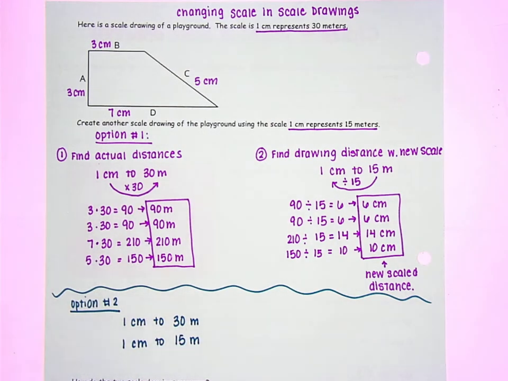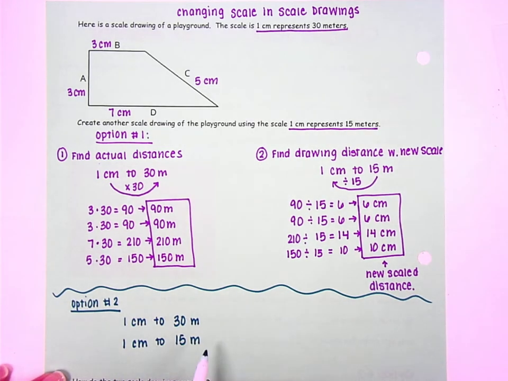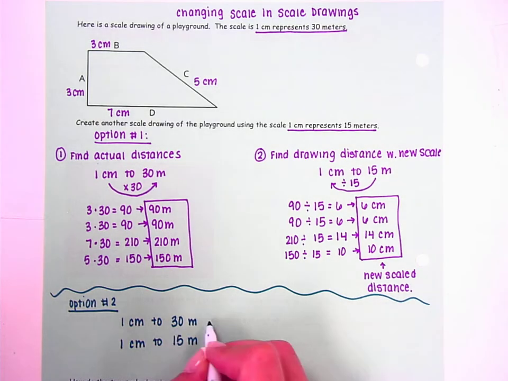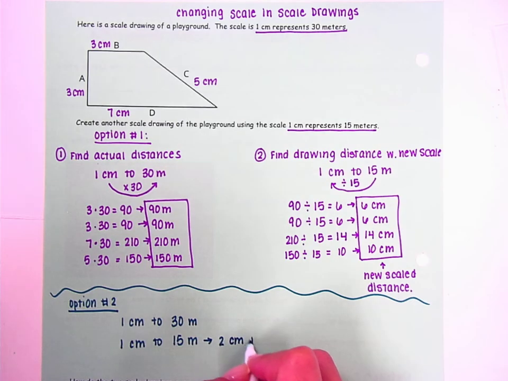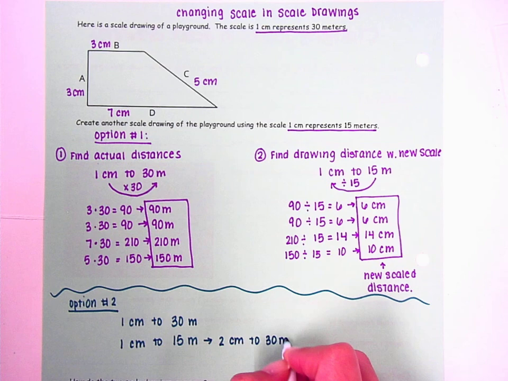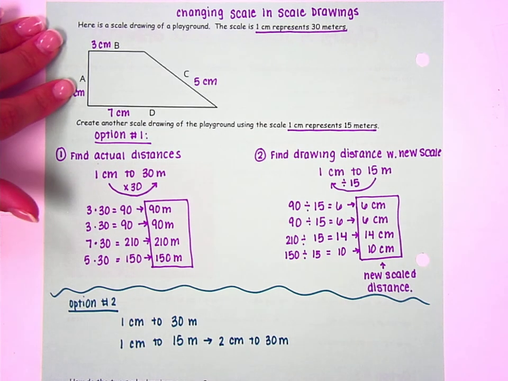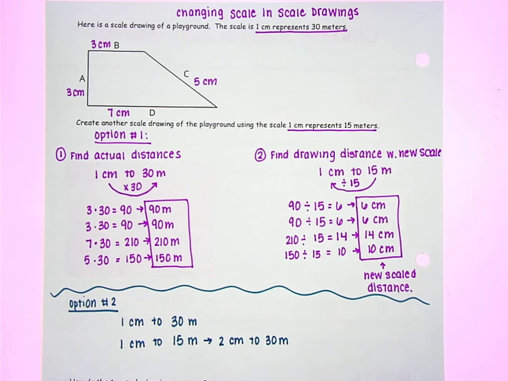And what we really want to think about here is what distance is being represented on that scale drawing. So in the first scale drawing, 1 centimeter is representing 30 meters. In the second, 1 centimeter is representing 15 meters. Because we're creating a scale drawing of the same actual object, we want to be able to represent the same distances. So we know 1 centimeter represents 30 meters. Using the new scale, we would need 2 centimeters to represent 30 meters. And because we need twice as many centimeters to represent the same distance, we know that we can take the distances in our original scale drawing and multiply them by 2.